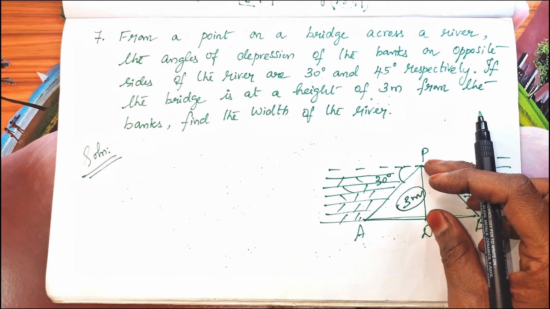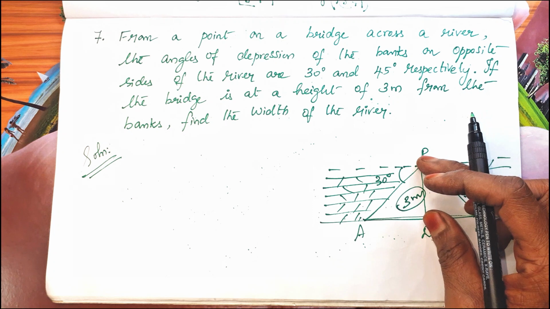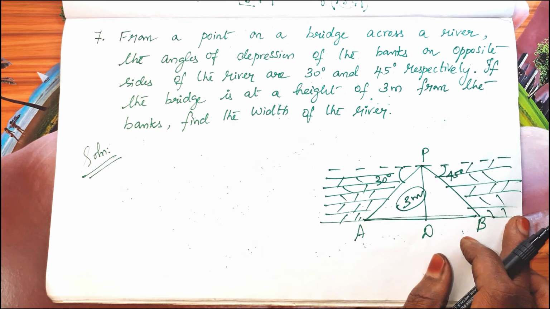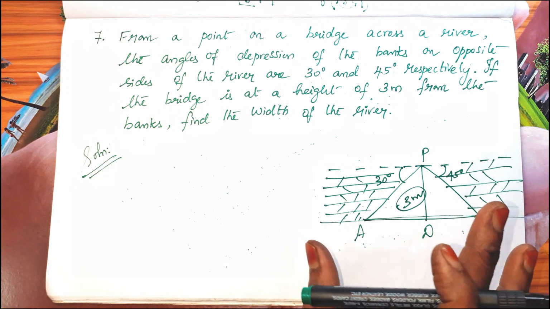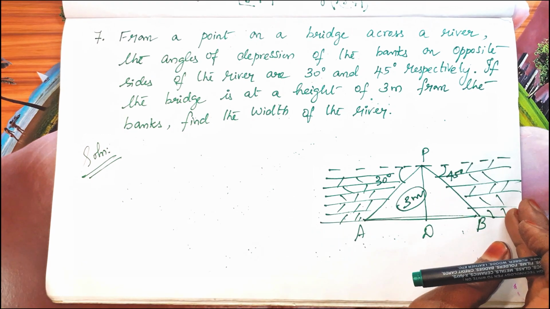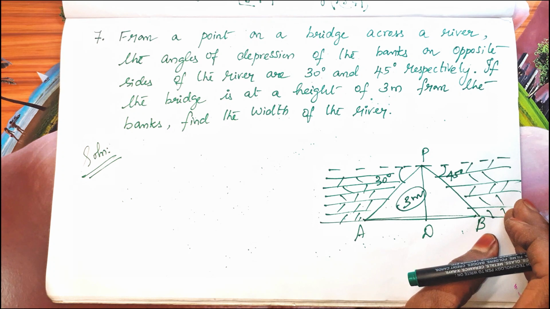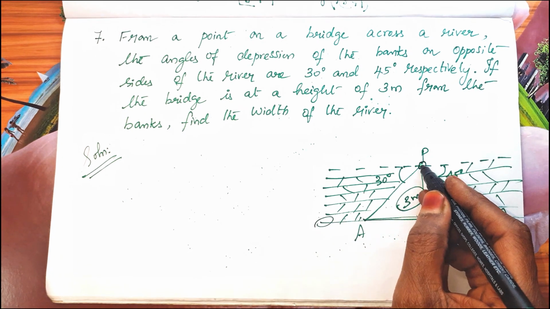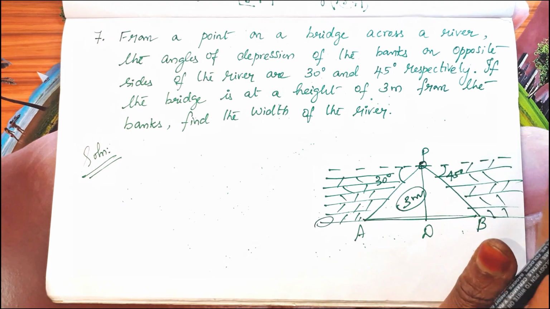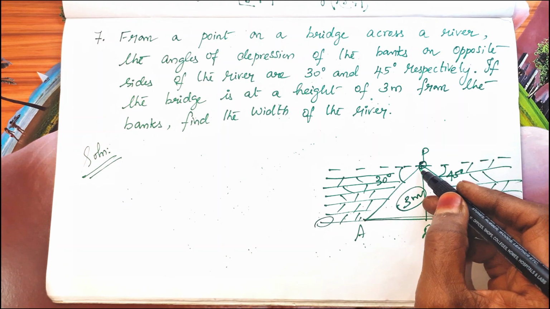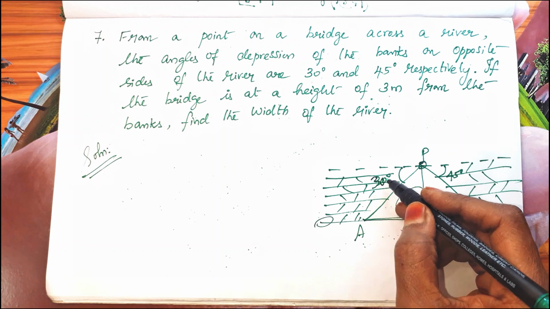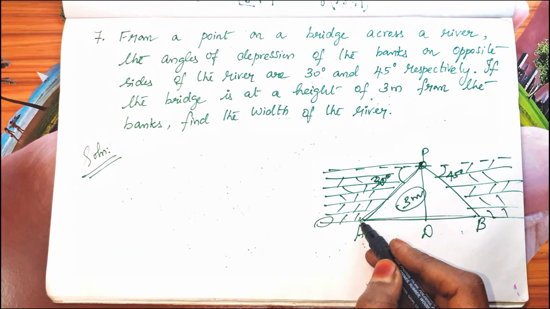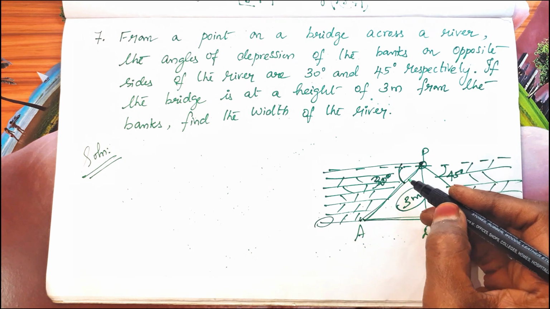From the river, the bridge is at 3 meters, and there are two angles. This is one bank and this is the other bank, the river banks. They have given two angles of depression. At one bank, when the observer at the top of the bridge observes, the angle of depression is 30 degrees. So we have to draw a horizontal line. With this horizontal, the line of sight makes an angle of 30 degrees.